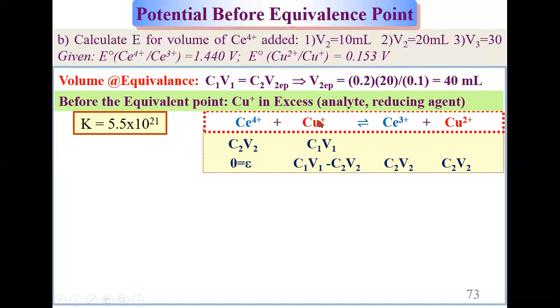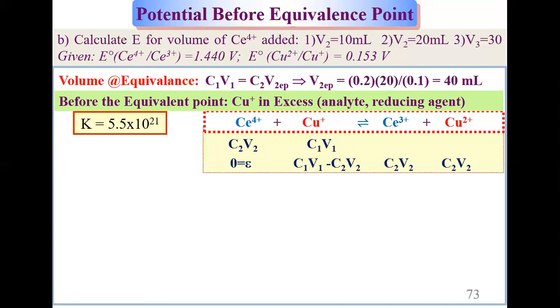I have some leftover copper 2+, which is C1V1 minus the limiting amount, C2V2, and the product is simply going to be C2V2 and C2V2 on the other side. Great. Of course, there's no such thing as 0. We could always get the selenium as epsilon from the K. So what do we want? Yes, we want the E, the potential of the solution on this half reaction.